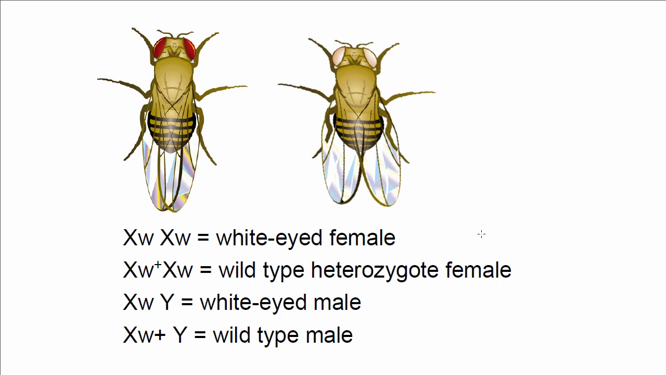All right. So the way you need to write these genotypes for these phenotypes is, for a white-eyed female, you would write XWXW for the mutant version of both of those alleles. For a wild-type heterozygous female, you would write XW plus for the wild type, and this is a heterozygote, so XW plus XW. For the male, it would be XWY for the white-eyed male, and for the wild-type male, XW plus Y.